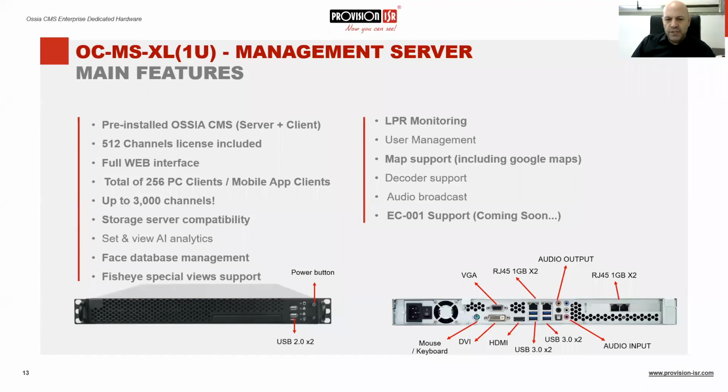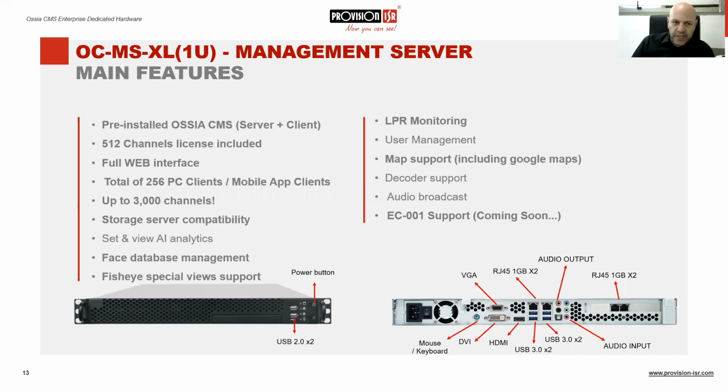One of the key benefits of this management server, the Provision-ISR dedicated one, is that it comes with built-in 512 enterprise licenses. This alone costs the installer roughly $10,000. 500 channels at about $25 per channel for the integrator, $20, $25, whatever you will price it in your market, he will pay $10,000 just for the licenses. In these machines, he gets it as part of the price. When he pays the price, he already gets 512 channels included, and this is a key feature you need to remember when pitching the product.